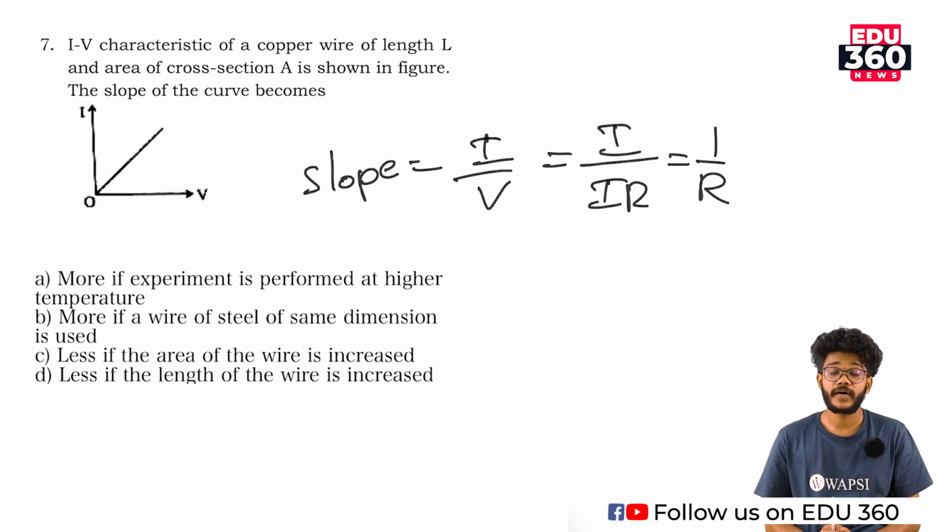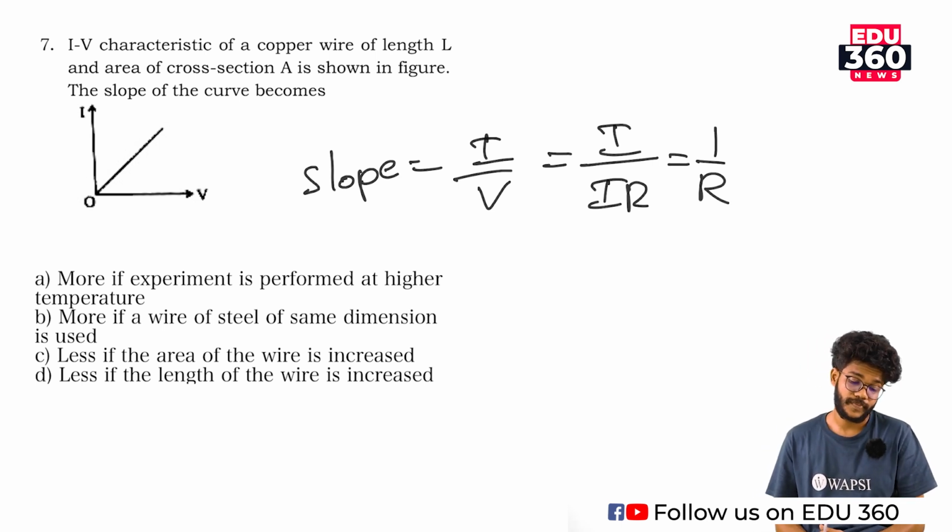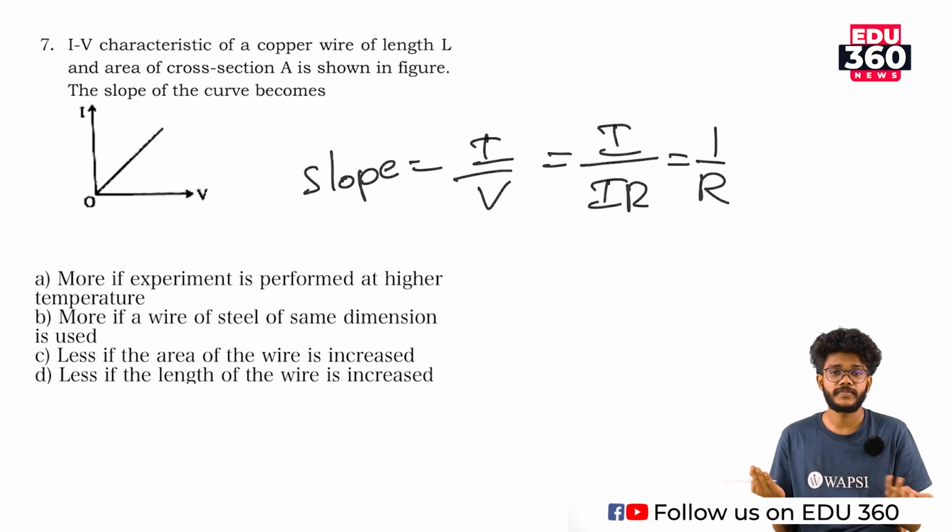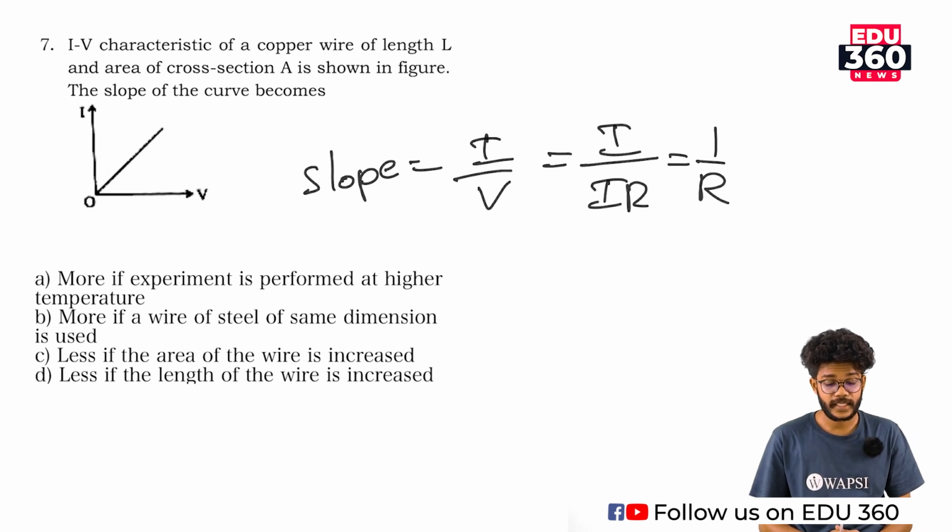That means if the temperature gets increased, the slope gets decreased. Okay, and it is not more, it is less. So option A is incorrect. And option B, more if a wire of steel of same dimension is used. Option B does not make any sense. Option C is less if the area of the wire is increased.